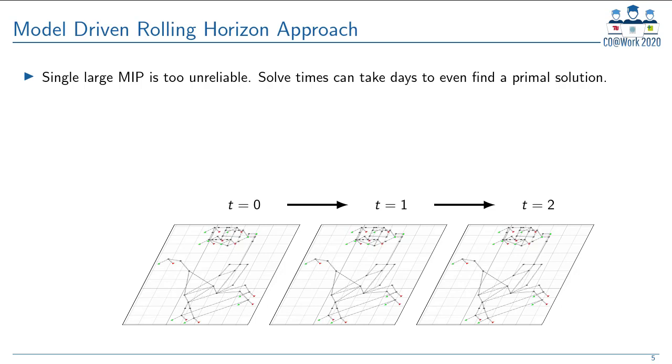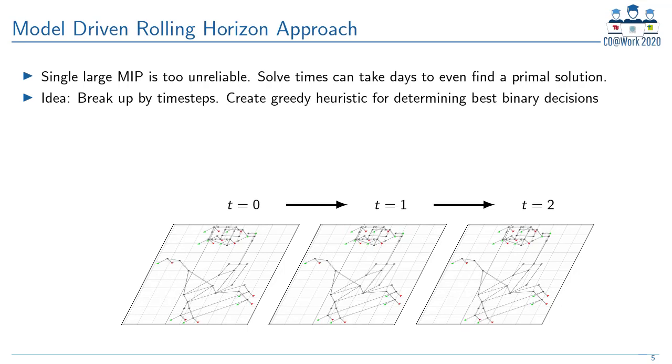So what is our model-driven approach, and why do we simply not solve a single large MIP? We can't simply solve one large MIP because the solve time is too unreliable. The quality of solution within a given time frame for a single MIP formulation can vary wildly, and with a 15-minute time limit, it would be useless in the vast majority of cases. Our idea to tackle this intractable mixed integer program is to break it up into smaller parts.